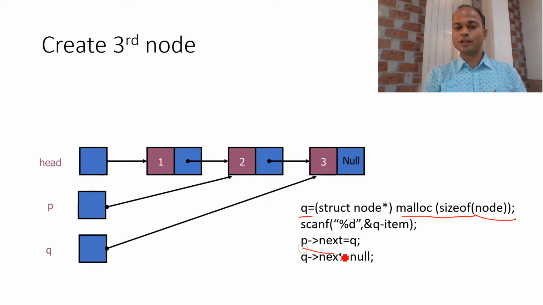Now we need linking. I mean the next part of the second node should have the address of the third node. So p arrow next, where p is pointing to the second node. The next part of the second node should have the address of the third node, as the address of the third node is copied into the pointer q. In this way we can do the linking, and finally we set q arrow next equals to null. So in this way we can create a total of 3 nodes.